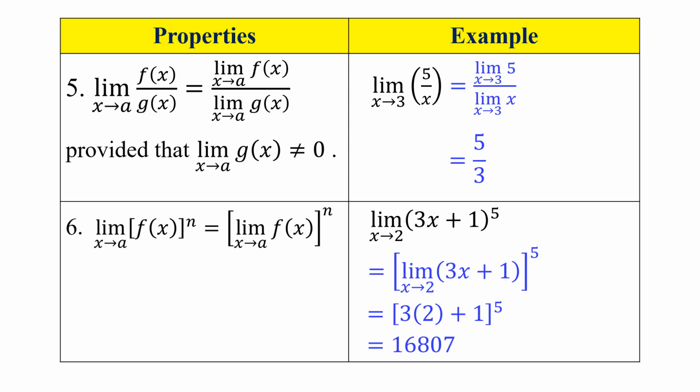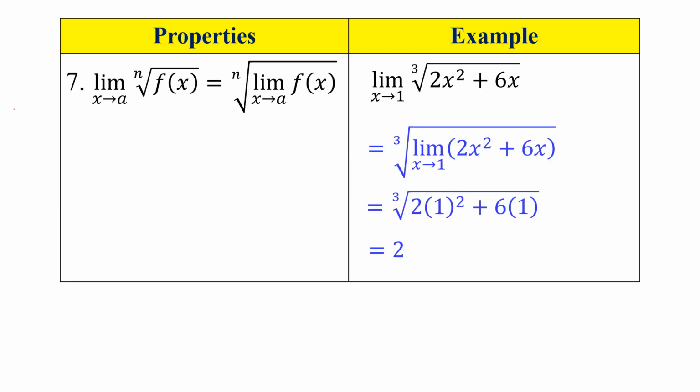The next property is the limit as x approaches a of f(x) to the power of n. So we can change like this. Look at the example. We want to evaluate the limit as x approaches 2 for the function 3x plus 1 to the power of 5. So, we just put the power outside here and evaluate the limit as x approaches 2 of 3x plus 1. Substitute x with 2 and we got 16807.